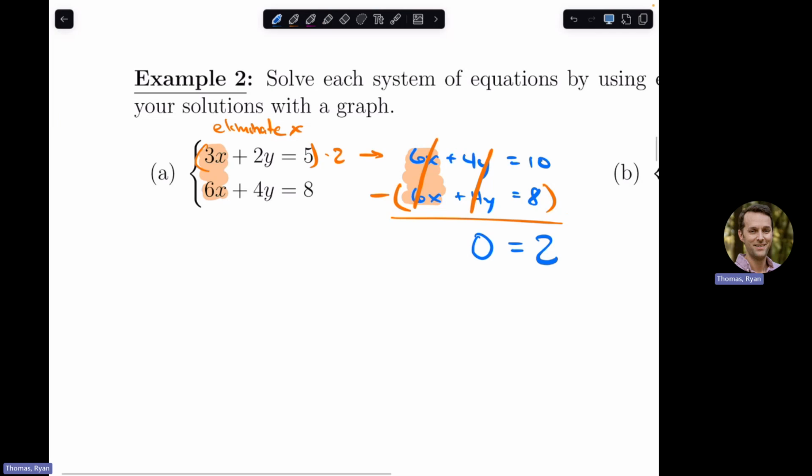Okay, so I think, well, maybe I goofed something up somewhere, right? Go back and check. Times 2 would be 6, and plus 4, and 10. Okay, not there. Subtracting, no, that's 0, that's 0. 10 minus 8, no, that's 2. Okay, I didn't make a mistake anywhere. This just says 0 equals 2. What's happening here?